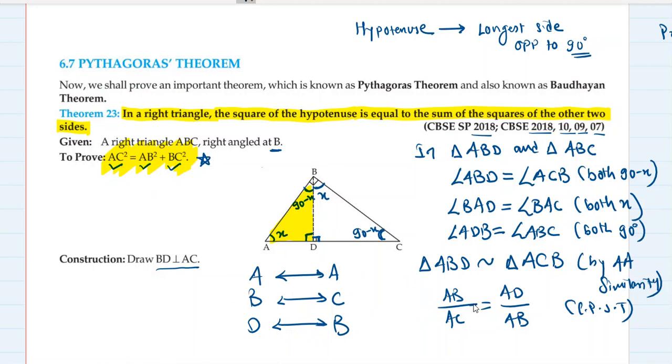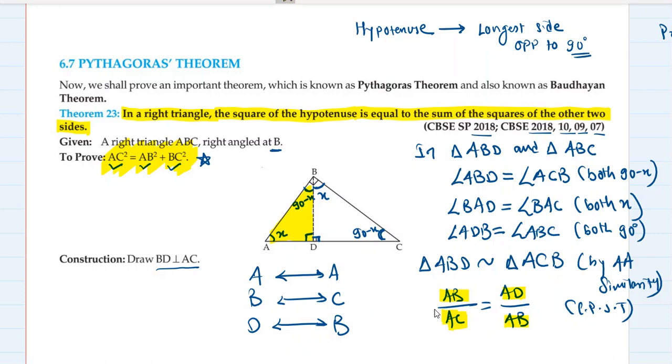So the question remains, why have I selected these sides, AB upon AC? See, ABD is similar to ACB, so AB will be proportional to AC, and the ratio of these proportional sides will be equal to the ratio of AD upon AB. But why did I select AB and AD in the first place?